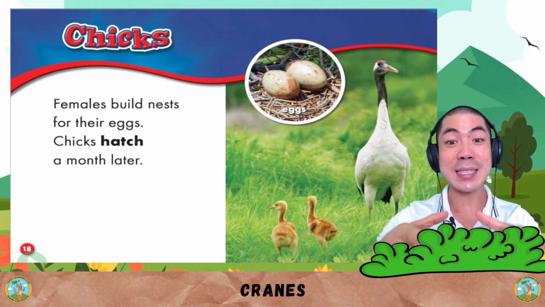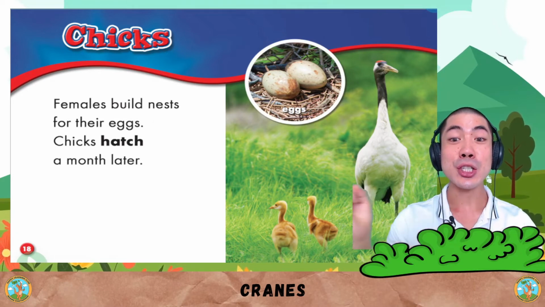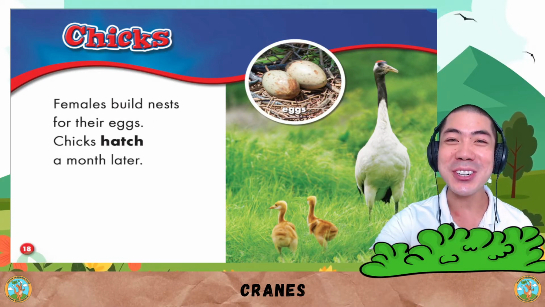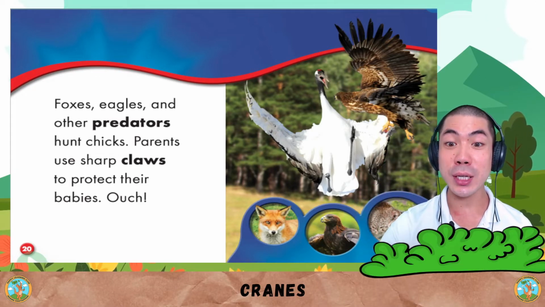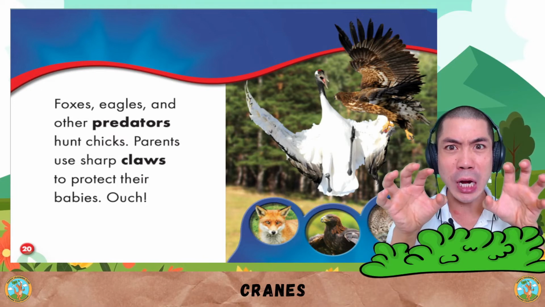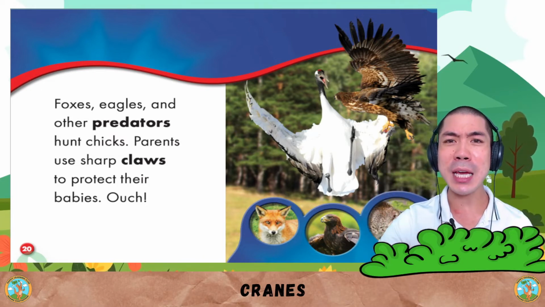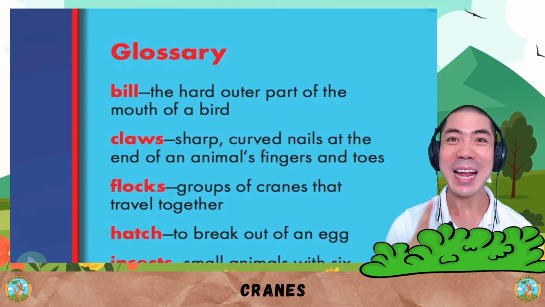Females build nests for their eggs. Chicks hatch a month later. Foxes, eagles, and other predators hunt chicks. The parents use sharp claws to protect their babies. Ouch! Now let's go through some words we learned in this book.